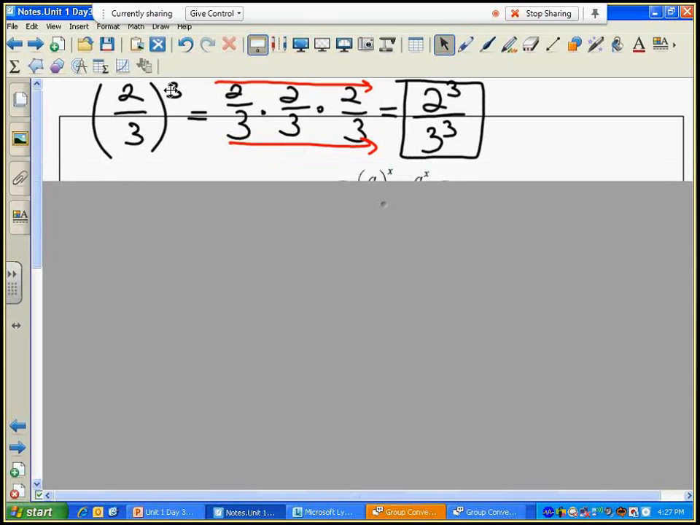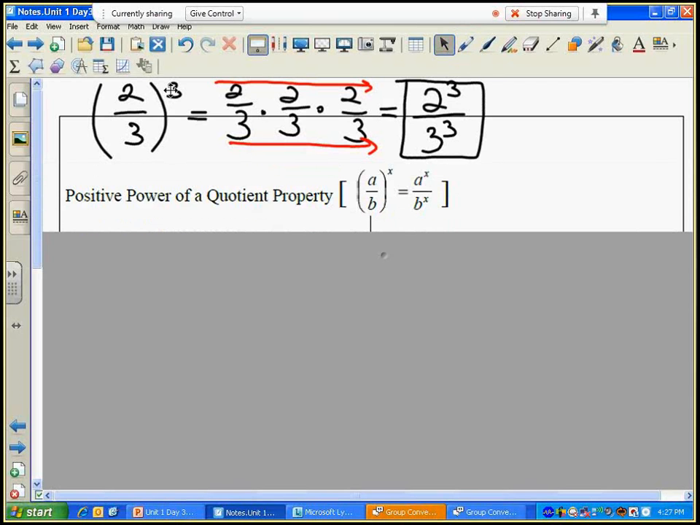This leads us to the property, the positive power of a quotient property. Take a moment to copy that down.